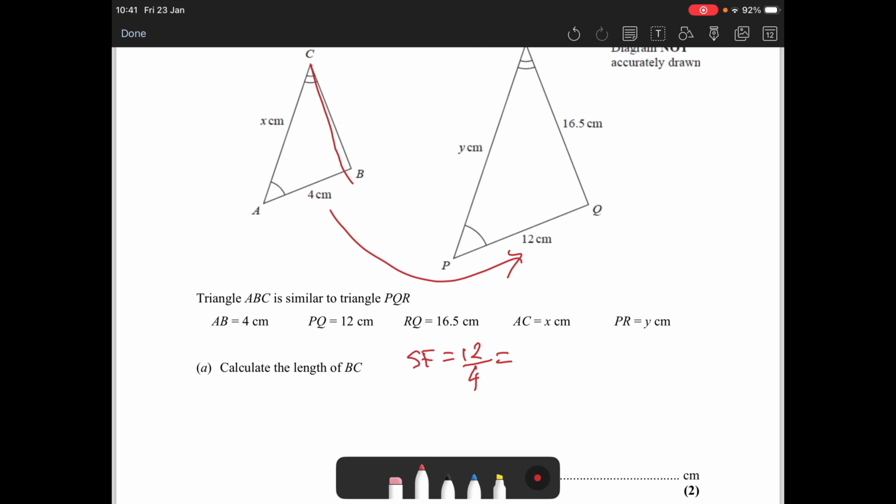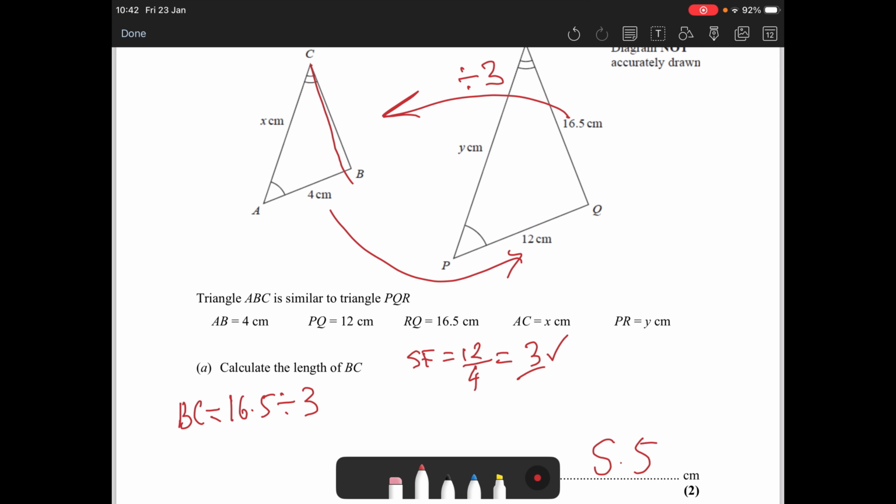So we're doing 12 divided by 4, that's 3. 3 is worth marks, meaning the triangle on the right is 3 times as big as the one on the left. So to go to BC, I need to go the opposite way, so I'm dividing by that scale factor 3. So BC is 16.5 divided by 3. Calculator paper, so don't take any chances here. Just divide that with your calculator. That is 5.5 centimeters. Okay, well done if you got that right.